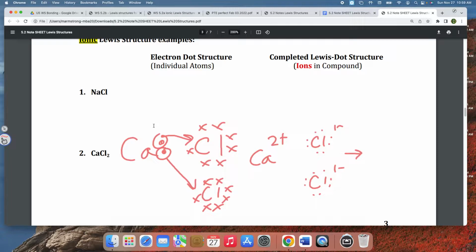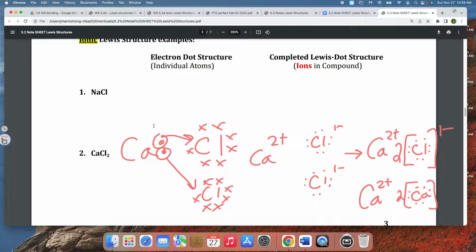So we're going to progress over to here. Ca2 plus, we just keep what we had there. And I'm going to have 2 Cls outside the bracket there. And that means I have 2 Cls. They each had 8 dots around it, and each Cl was a 1 minus charge. It does not add up to a 2 minus charge because Cl is not a 2 minus. Cl is a 1 minus. And I'm going to rewrite this just a little bit so you can see this.